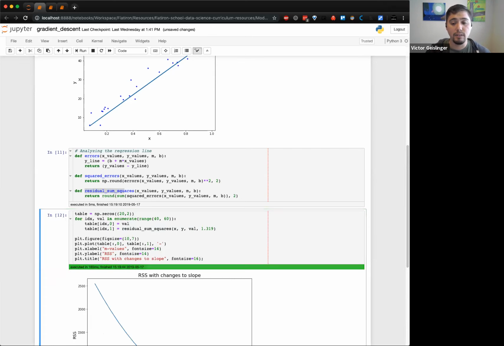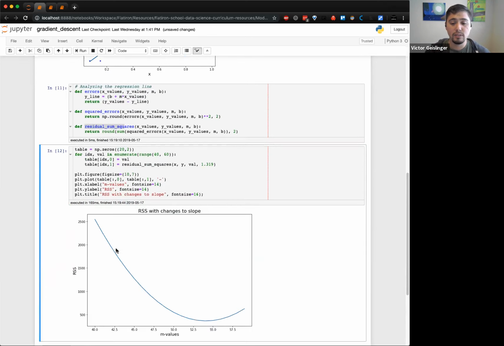If I do this now, you can see this is our error, our residual sum of squares, our RSS. And we can see it goes pretty high. When we have a slope of 40, it's pretty off, which is what we saw. It wasn't quite right. Then at a certain point it gets pretty good, around 53 it looks like. And then it gets worse and worse as it continues up the slope. If I plotted this out a little bigger, no, I'm not going to worry about it.